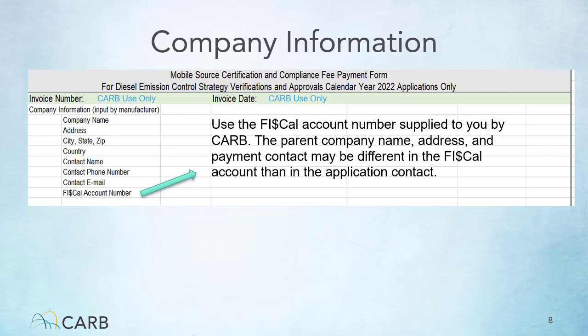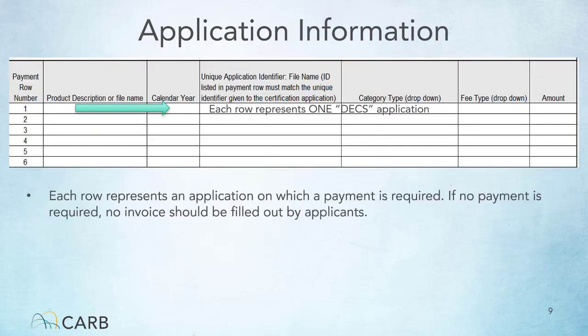If you do not have your fiscal account number, please contact Milad Pirhadi at milad@arb.ca.gov. For payment row number, each row represents one DEX application. Moreover, each row represents an application on which a payment is required. If no payment is required, no invoice should be filled out by applicants.